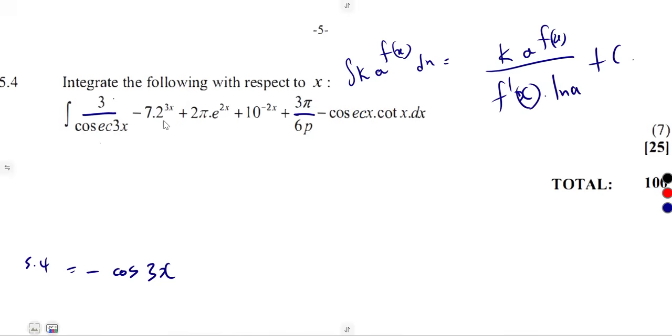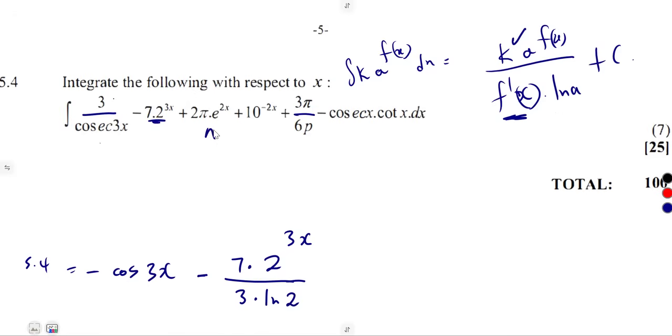So that's going to remain as it is, this one. So it's going to be negative, as it is the numerator, guys, 7 times 2 to the exponent of 3x over what? The derivative of f of x. The derivative of 3x is 3, times the ln of a. Our a is the base, which is what? The ln of 2. Okay, we are done.